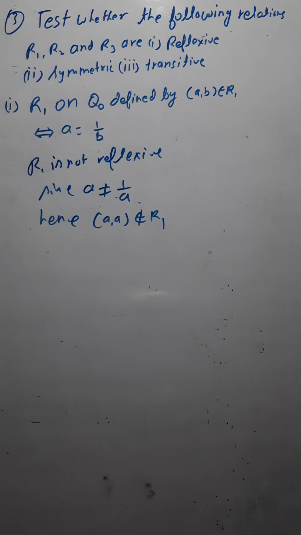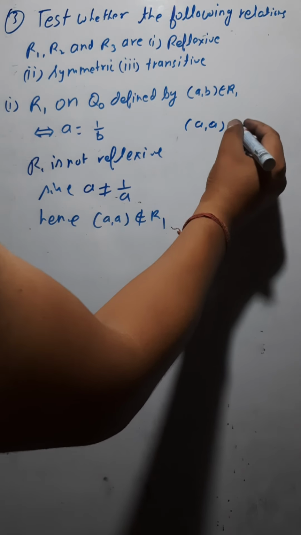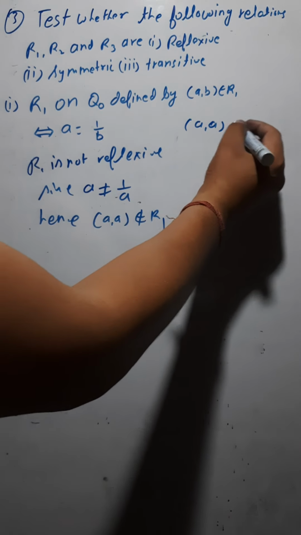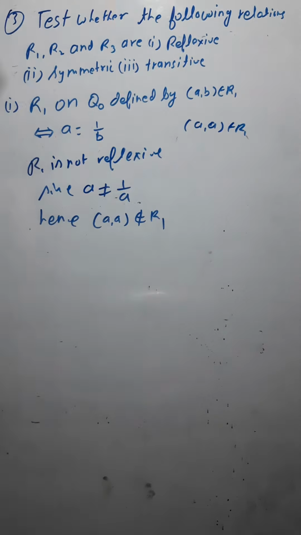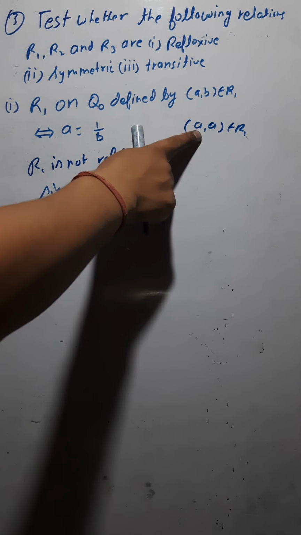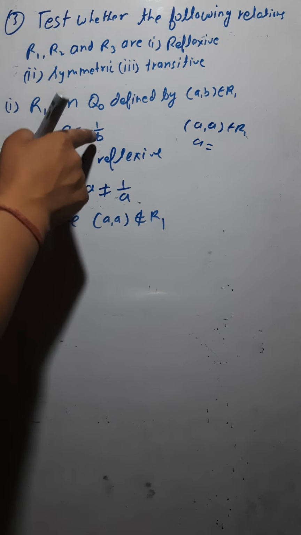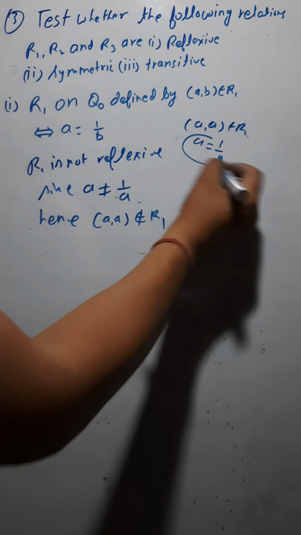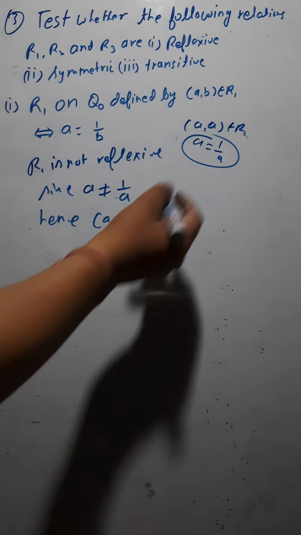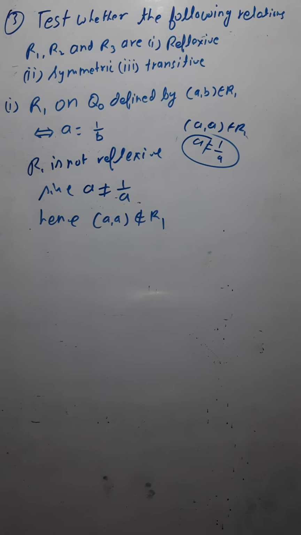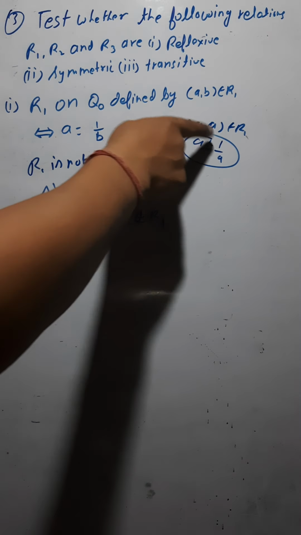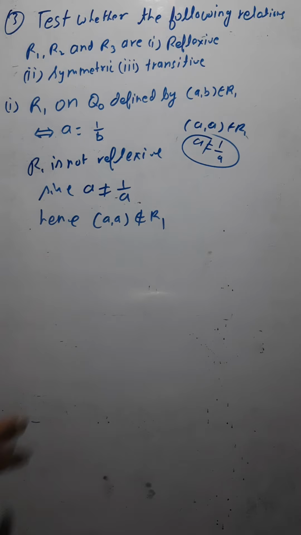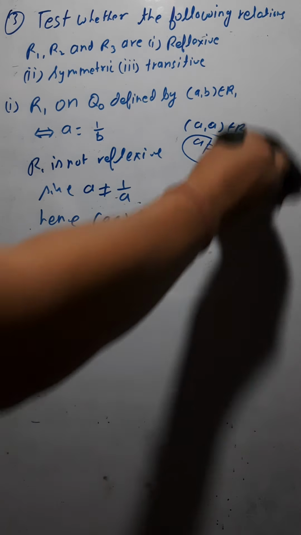So for reflexivity, this one ordered pair should be there in the relation if and only if the first element, that A, should be equal to 1 by the second element, but the second element is also A here. Is this possible? No, this cannot be equal. Hence we would say the ordered pair is not there in the relation. So hence we would call the relation R1 is not reflexive.